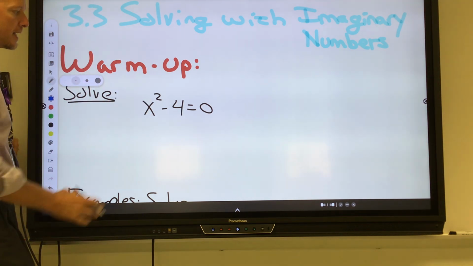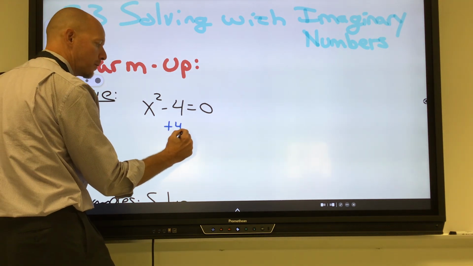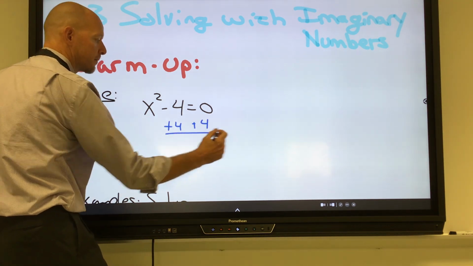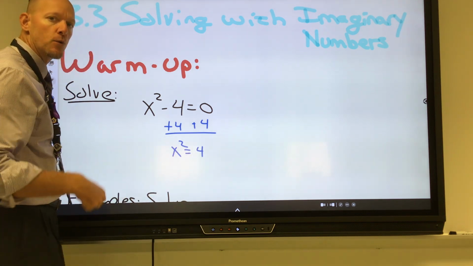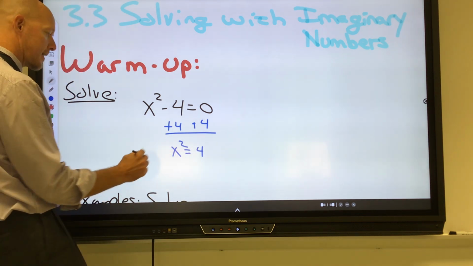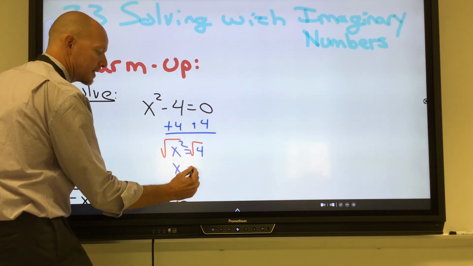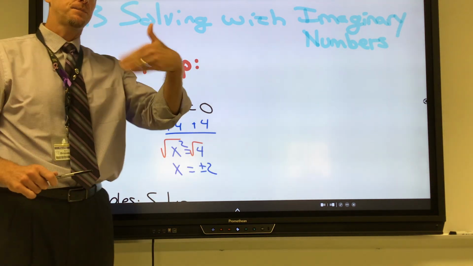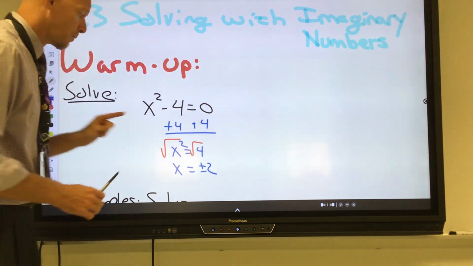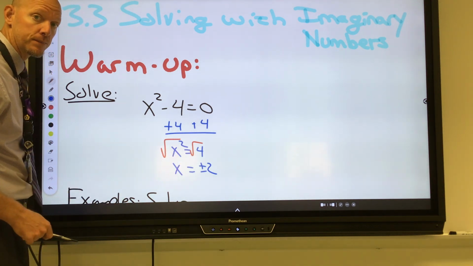If I were to solve this first warm-up equation, I'm going to add 4 to both sides. And that's going to result in x squared equals 4. And then I understand in order to undo squaring a number, I'm going to take the square root of both sides. And that's going to result in x equals plus or minus 2. So one of the key review points is the fact that when we take the square root of an item, we have to make sure we remember plus or minus 2.